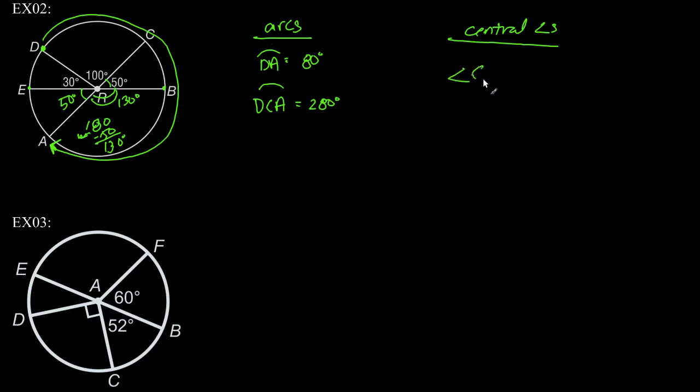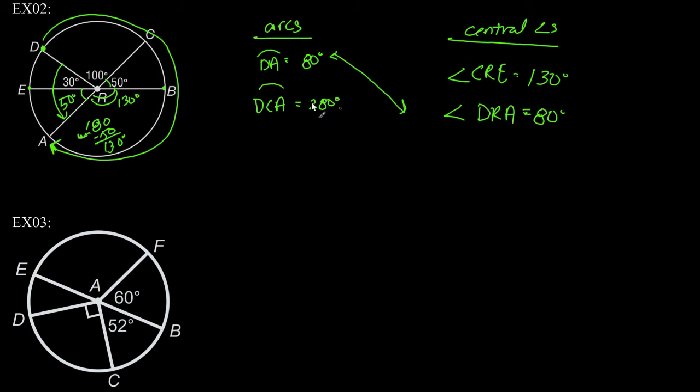So angle CRE would be 130 degrees. Now let's try one of these. You see how it says DA? Well, that would be angle DRA. DRA would be from here to here, so that's 80 degrees. So this and this are like a central angle that opens up to this arc.